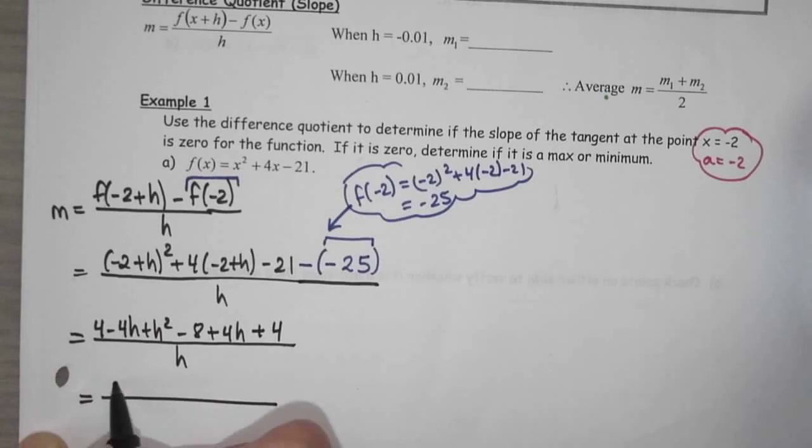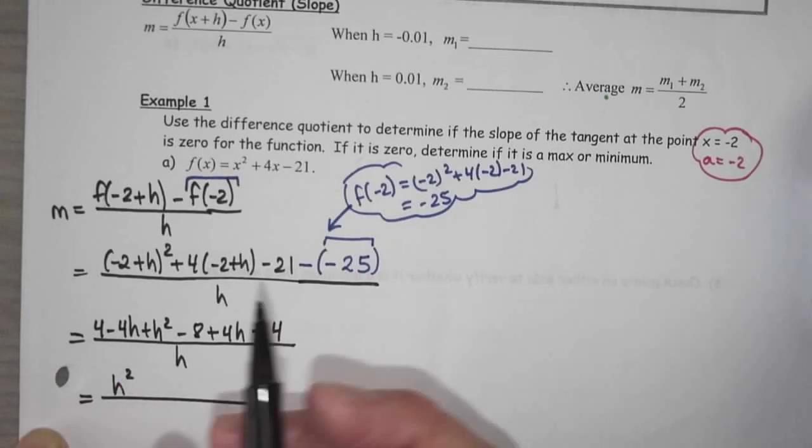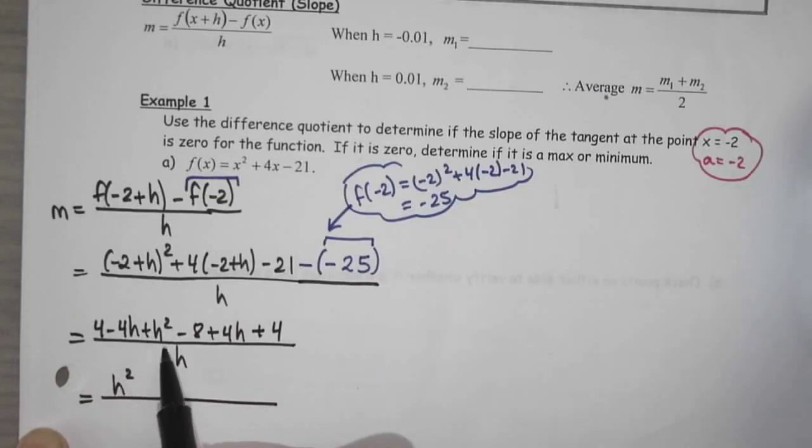And that'll be h squared. Those cancel out. Am I wrong here? You get 4, -4h, h squared, -4h plus 4h minus 21. So we get the 4h's are gone. H squared. Just an h squared? Yeah. Oh, look at that.